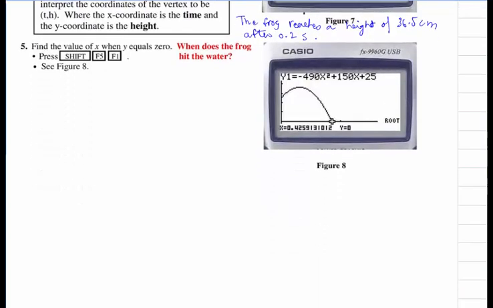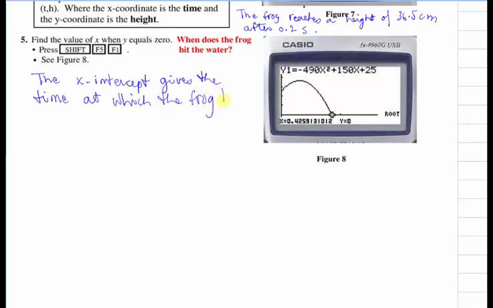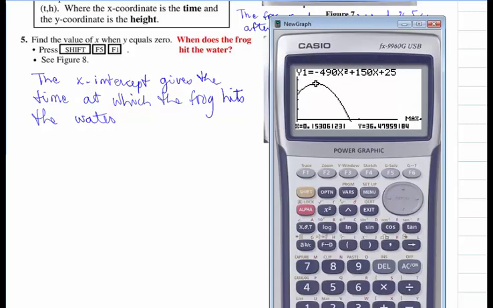Okay, the next question is asking you, when does the frog hit the water? Well, if this parabola traces the path of the frog, then it looks like it will hit the water on the x-axis. So what we're looking for then is an x-intercept. So the x-intercept gives the time at which the frog hits the water. Okay, so let's work out how to get our x-intercept.